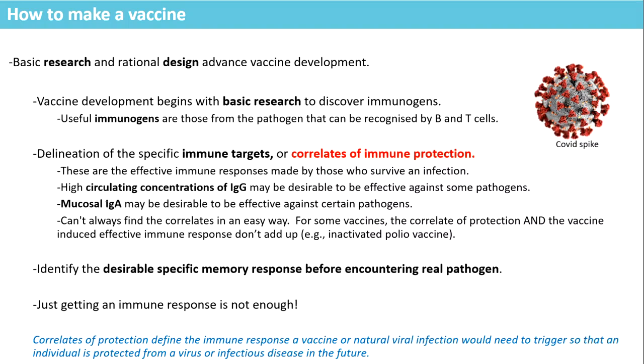We also need to choose our specific immune targets, often known as the correlates of immune protection. This is defining the immune response from a vaccine or a natural infection that would protect us from the virus. In some situations, we may want to consider whether we will benefit from high circulating levels of IgG, or whether we would want secretory IgA in a mucosal environment, because depending on what pathogens we're looking at, that will determine what antibody we would like to be produced, especially if you're looking at a virus that will infect the airways, mucosal surfaces. So really what you want to do is identify the specific memory response that you want before you encounter that pathogen, so you can prevent it.